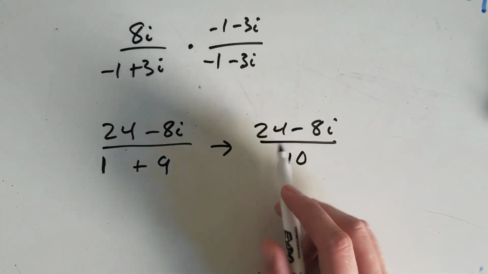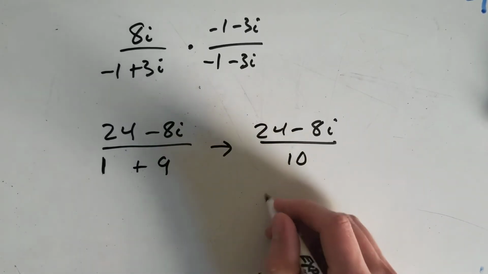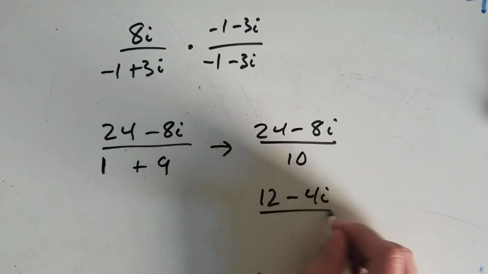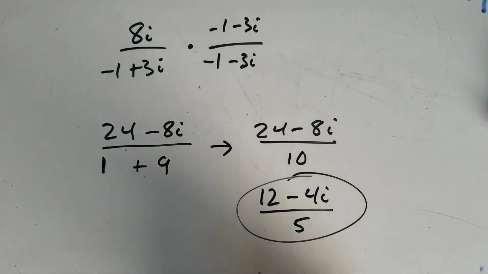And now look to see if our terms up here have anything in common with the denominator. Looks like everything has a 2 in common. So you'll have 12 minus 4i all over 5. And there you go. We have now divided. We have just i's in the numerator, so we're okay.